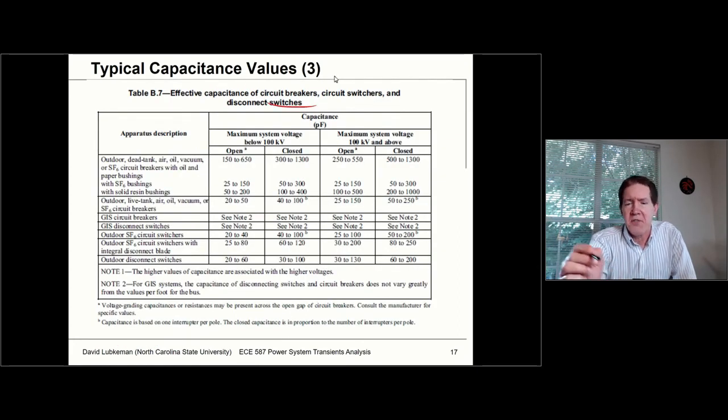Circuit breakers, just the fact that these have metal in them, maybe they're in metal enclosures, are going to have capacitance associated with them as well.